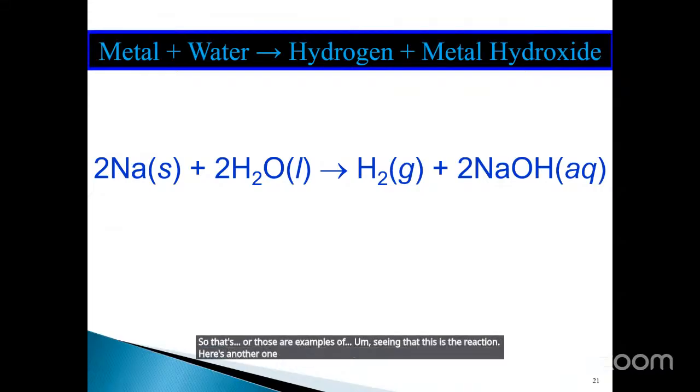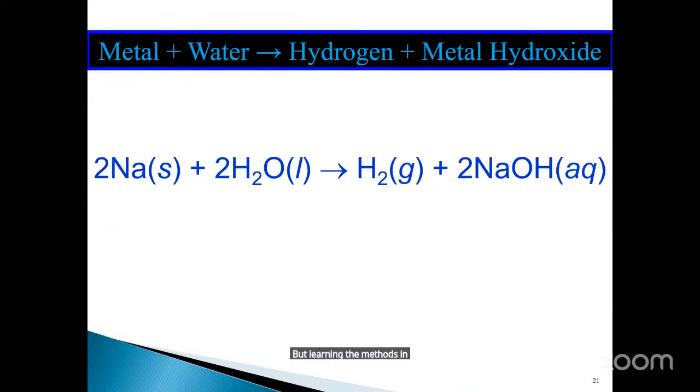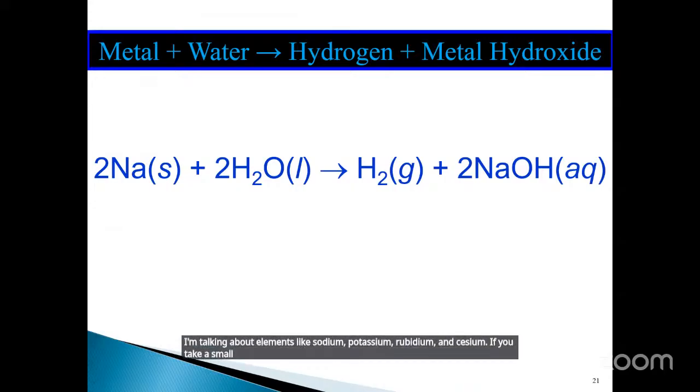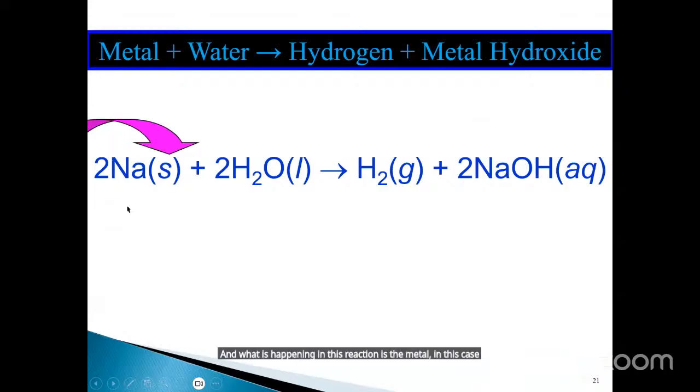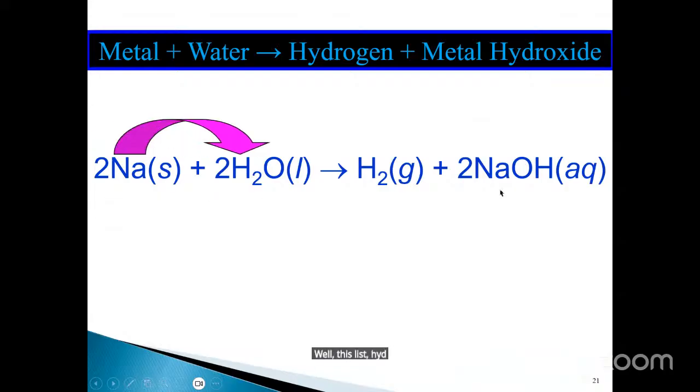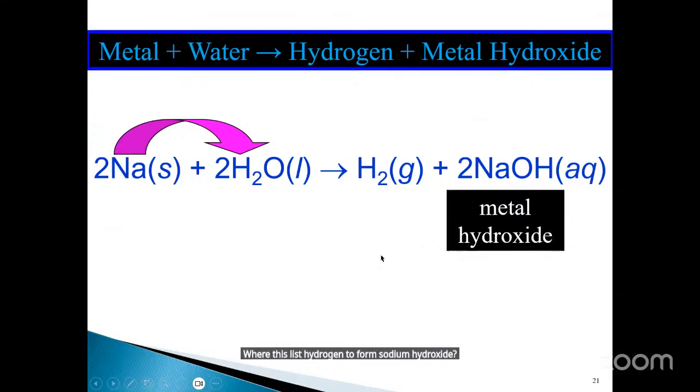Now this one tends to take place with more active metals, like the metals in group 1A and group 2A. If you add them to water, then in some cases you get a violent reaction, especially if you look at group 1A, I'm talking about elements like sodium, potassium, rubidium, and cesium. If you take a small piece of those metals and put it in water, you're going to get a very explosive reaction, a lot of heat generated. And what is happening in these reactions is the metal, in this case sodium, will displace hydrogen to form sodium hydroxide, which is a metal hydroxide.